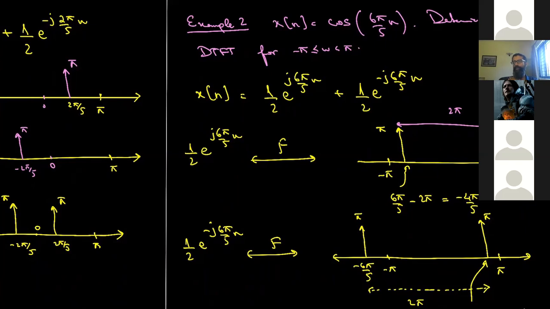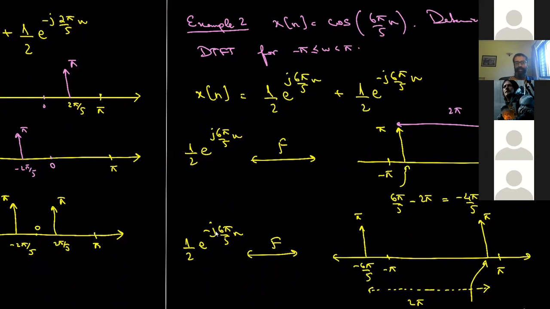And then all I do in order to find the impulse between minus pi and plus pi, I just find out where its next or previous copy will be. The previous copy falls between minus pi and plus pi, which is just 6 pi by 5 minus 2 pi, which is just minus 4 pi by 5. So this actually has another copy at minus 4 pi by 5.